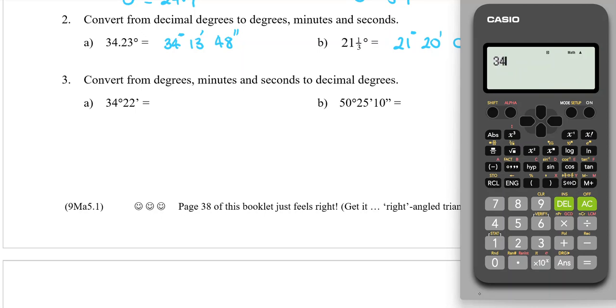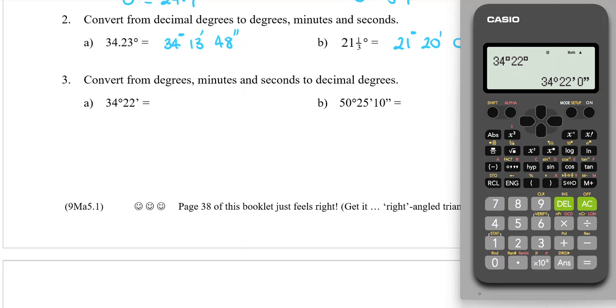So 34, press the button. 22, press the button again. I don't need the seconds because there weren't any seconds for this question, so I can stop there. Press equals. Oh, there's no degrees, minutes, no seconds. To make it a decimal, what do you think I should press?